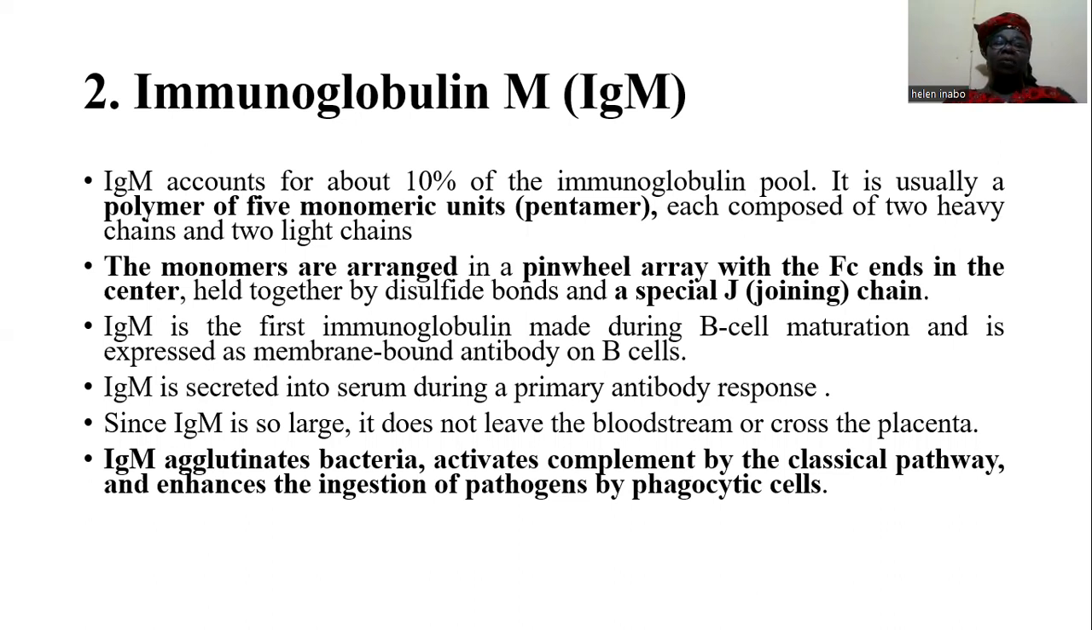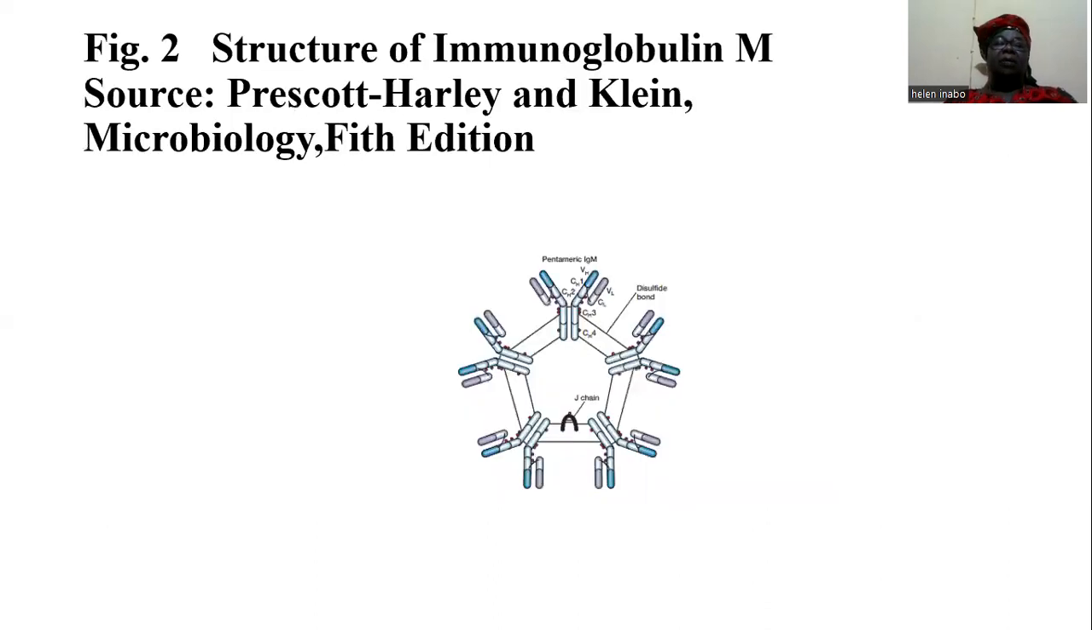IgM is secreted into serum during a primary antibody response. It is also the first immunoglobulin made during B cell maturation and is expressed as membrane-bound antibody on B cells. Since IgM is so large, it does not leave the bloodstream or cross the placenta. IgM agglutinates bacteria, activates complement by the classical pathway, and enhances the ingestion of pathogens by phagocytic cells.